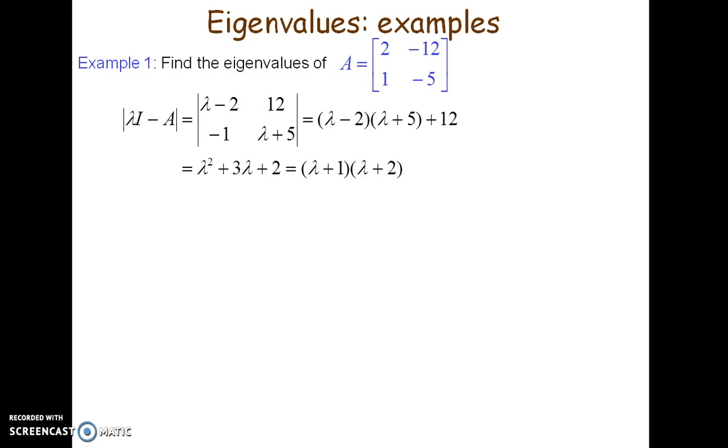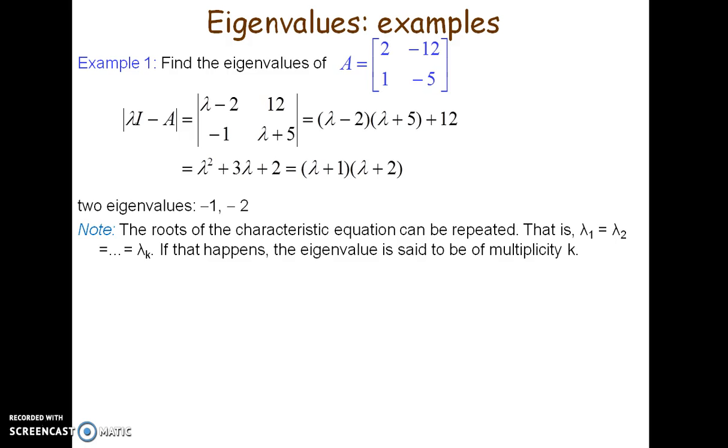Example of eigenvalues. Example 1. Find the eigenvalues of the 2 by 2 matrix A, that is [2, -12; 1, -5]. Now determinant of (lambda I minus A) is equal to the determinant of [lambda minus 2, 12; -1, lambda plus 5], which equals (lambda minus 2)(lambda plus 5) plus 12. This implies lambda squared plus 3 lambda plus 2 equals (lambda plus 1)(lambda plus 2). Therefore, the two eigenvalues are minus 1 and minus 2.